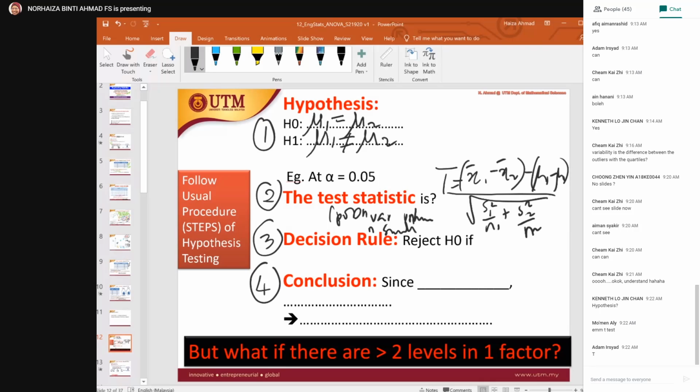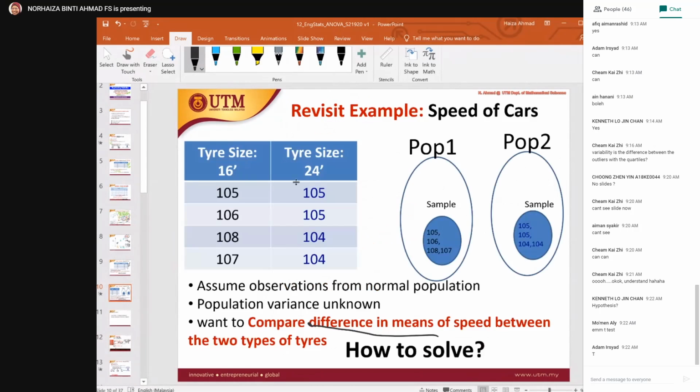All right. So now, however, what if there are more than two levels of treatment? What if there are two levels in one treatment? So here you've got the treatment is tire and you've got two levels. So I can view this as a two population problem with sample size as follows. Tapi what if you have more than two?